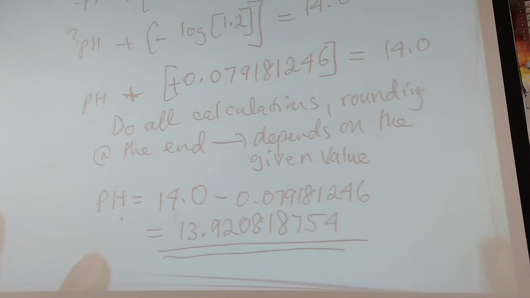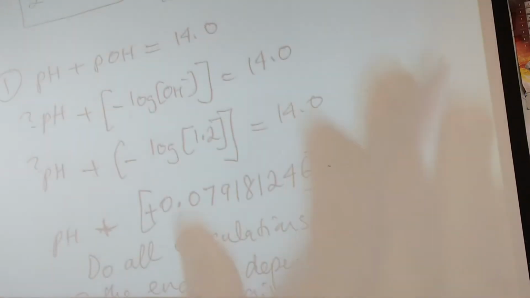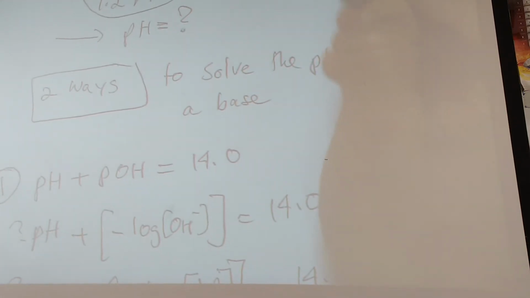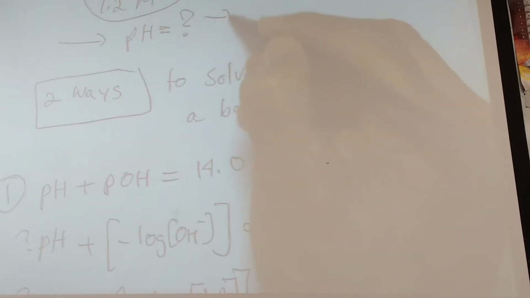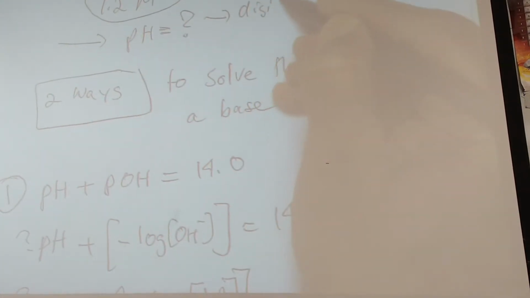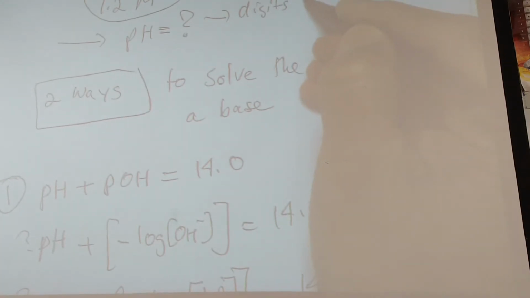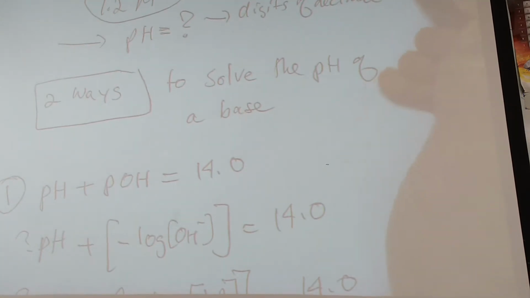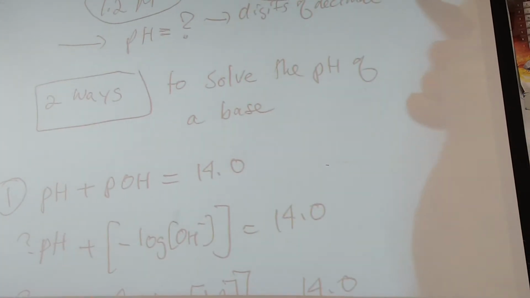Now, remember my value is this one here, go back all the way up. How many sig figs do I have? Two. Two sig figs, correct? So two sig figs. How many digits after the decimal? Digits after the decimal is equal to two, the same as the significant figures, correct?